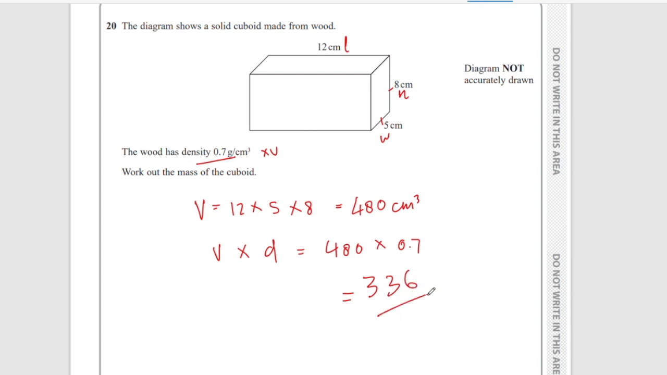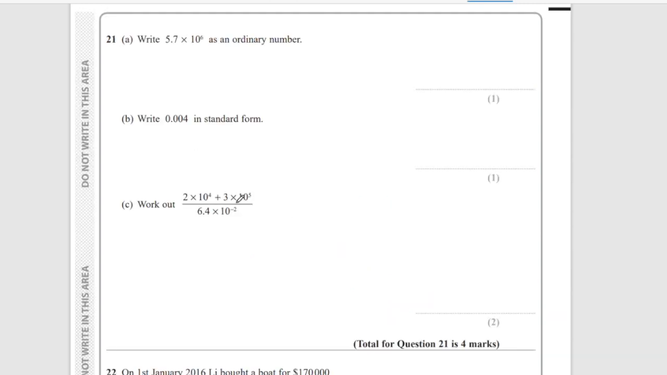That's the mass of the cuboid. Let's move on to the next question. Write 5.7 times 10 to the power 6 as an ordinary number.